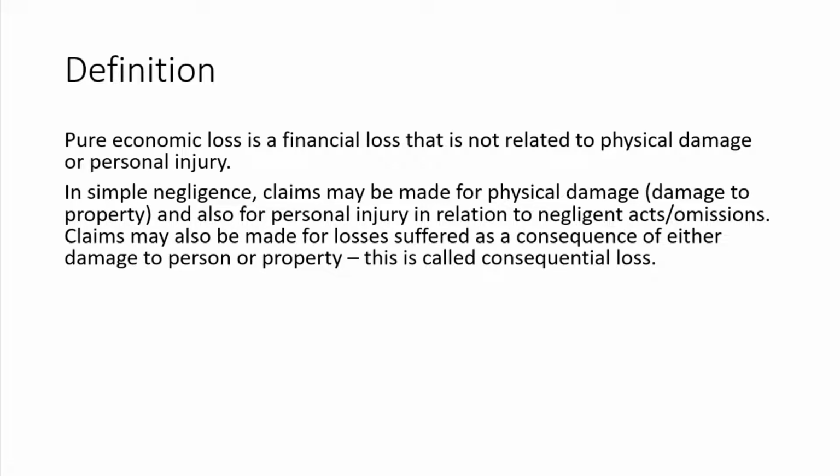So in ordinary negligence claims or simple negligence claims, you can claim compensation for physical damage, damage to property, and also for personal injury in relation to any negligent act or failure to act, an omission. Claims can also be made for losses suffered as a consequence of either of these things. So if the damage to your property or the damage to you personally, the personal injury, causes further losses, then they are called consequential loss.